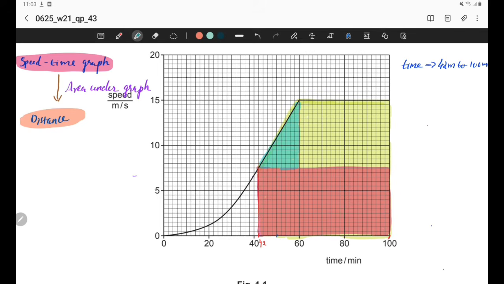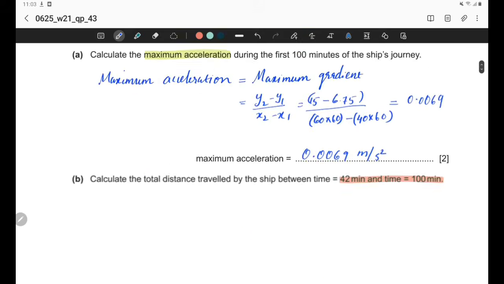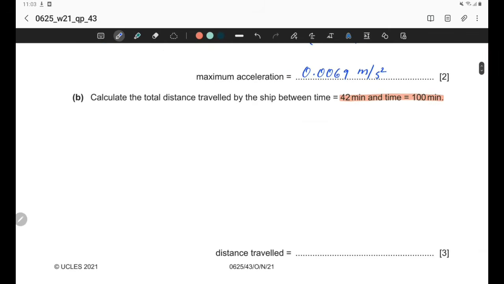And we have one more green section. So by calculating all these areas individually and adding them together, we can calculate the total area. So first we can calculate the area of the rectangle, then the area of the triangle, then the area of the second rectangle. So first we need to write down that total distance is the area under the graph.